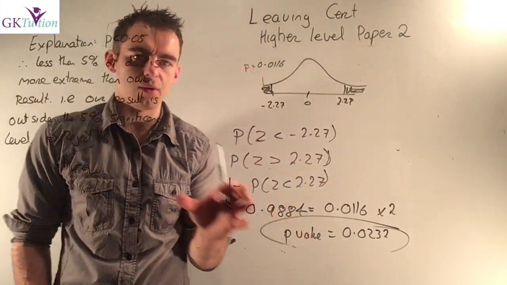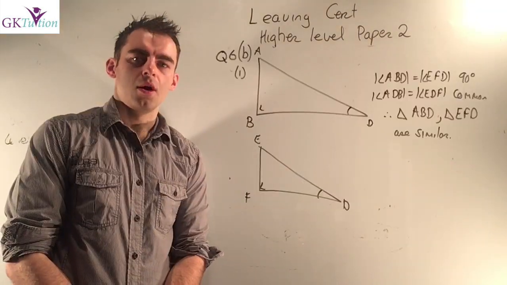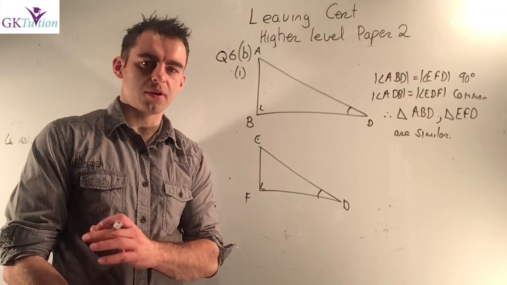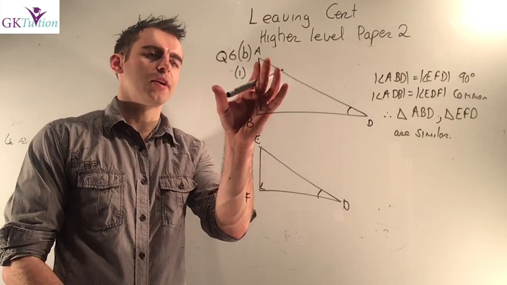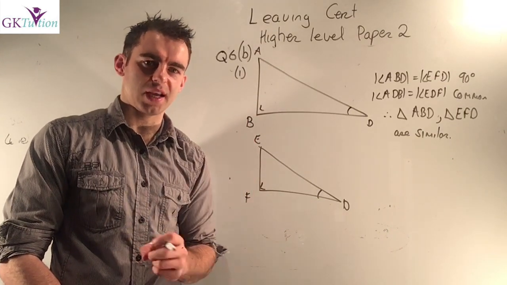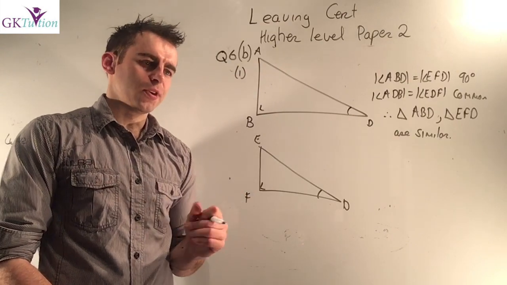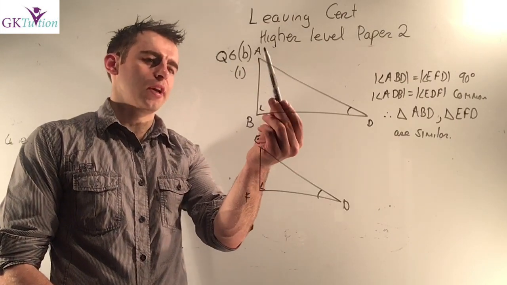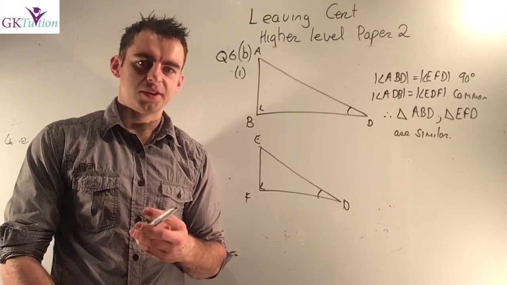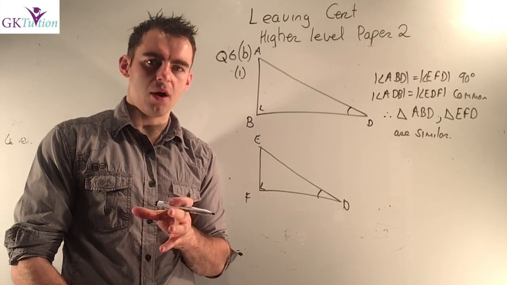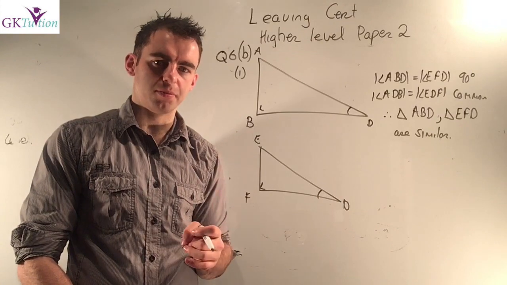So there were 10 marks going for that bit as well. Okay, so for question 6, again, I'm not going through the theorem. There were 15 marks for your theorem, 5 marks for the first part of B, 5 marks for the second part of B. The first part of B asks me to prove that the triangle ABD and the triangle EFD are similar. Similar triangles are triangles that have all equal angles and their sides are proportional.